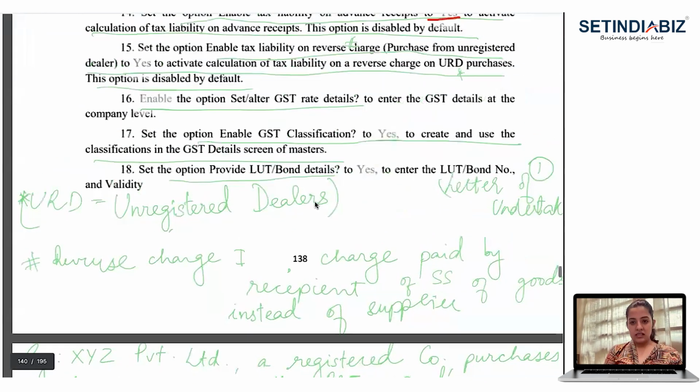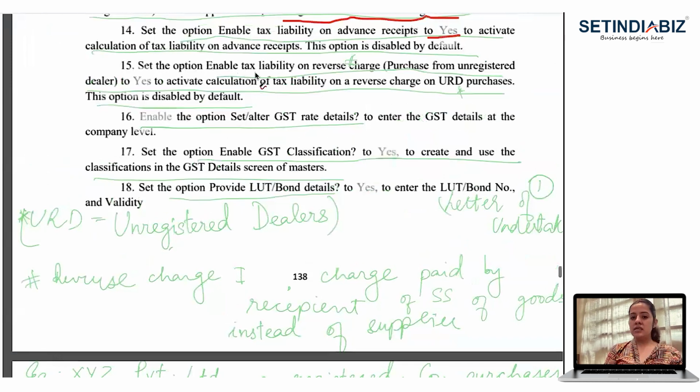So what is the case? Set the option enable tax liability on reverse charge. That is the reverse charge. Reverse charge means the buyer is paying GST, not the seller, because the seller is an unregistered dealer like a farmer. Set it to yes, to activate calculation of tax liability on reverse charge on URD purchases. This option is disabled by default.